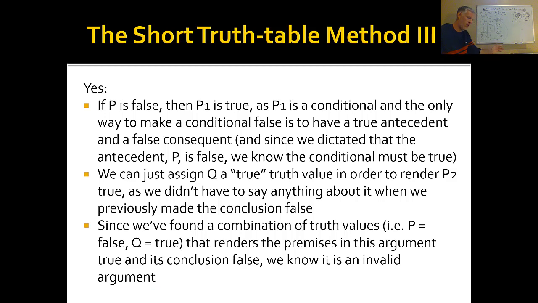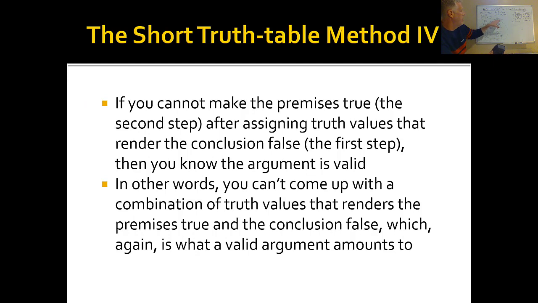I think slides 24 and 25, I'm just going through the gist of what I've already talked about in terms of the short truth table method. Slide 24 goes through the steps we already went through to show that an argument is invalid. And slide 25 says, if you can't find any combination of truth values for the basic claim variables that would make the premises true and the conclusion false, then you know it's valid.